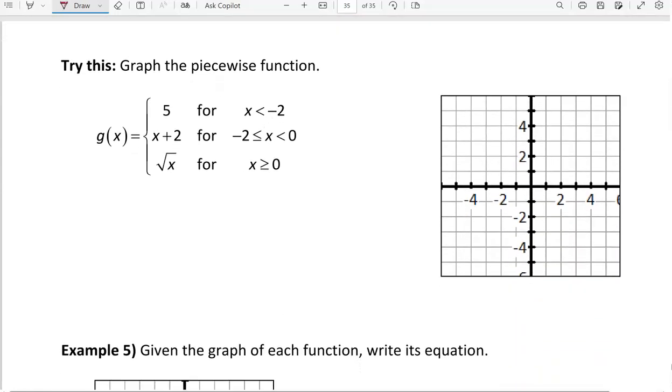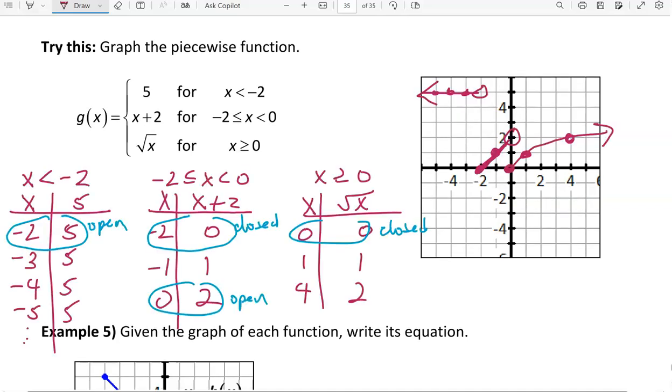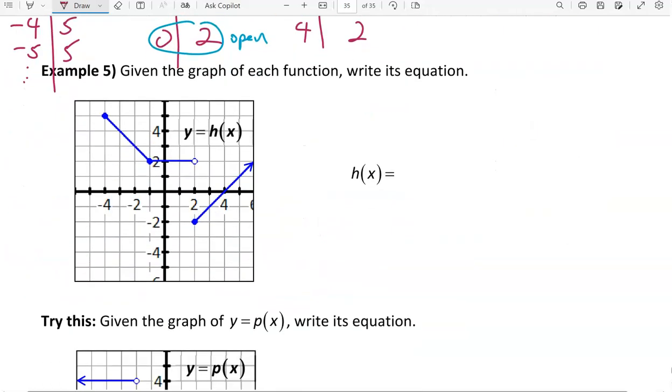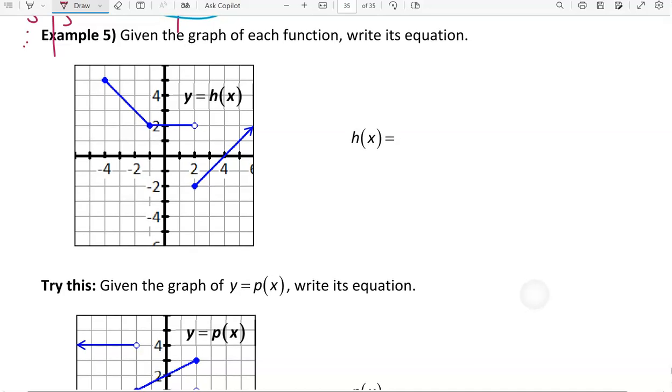All right, you have one to try on your own. Pause the video while you do this. Here's the graph. You'll notice that it includes some lines, and it also includes one of our parent functions, the square root parent function. We have one more example here. That is, given the graph of a piecewise function, we're going to write its equation.